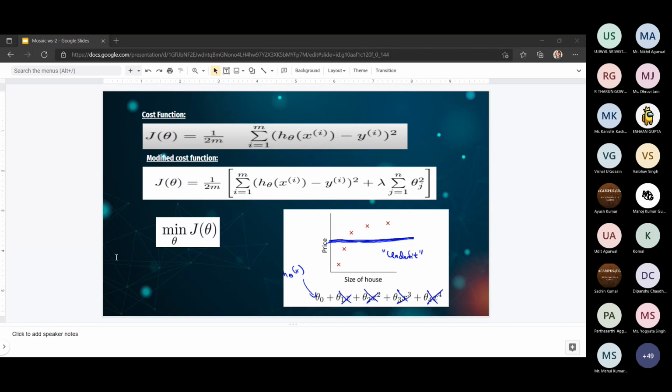If we keep lambda very high, the parameters will be penalized to a higher extent. All parameters may get reduced to zero, and our hypothesis may look like this: h theta x is equal to theta 0, only one parameter, and this will result in underfitting. The learning curve will be just a horizontal line to the data. So we should take some care while choosing the correct value of lambda. Otherwise, the regularization we are going to apply will definitely fail.